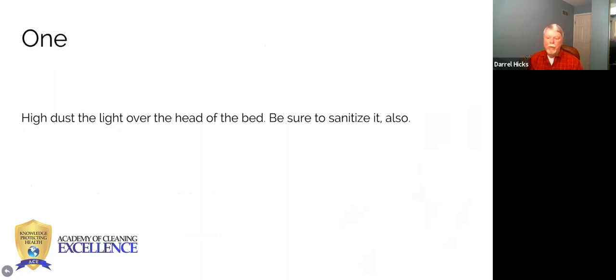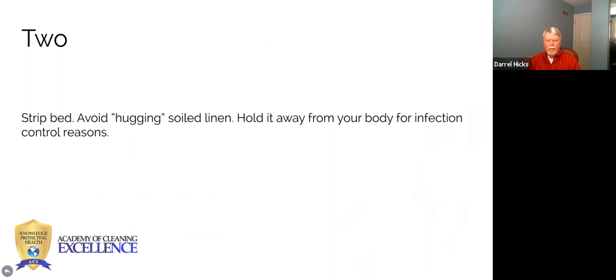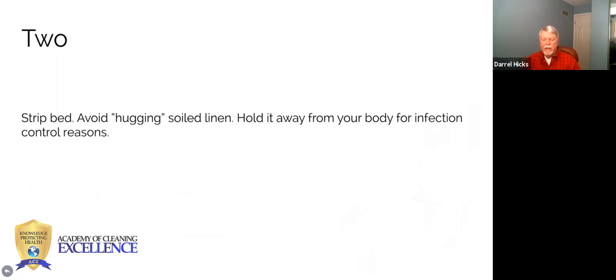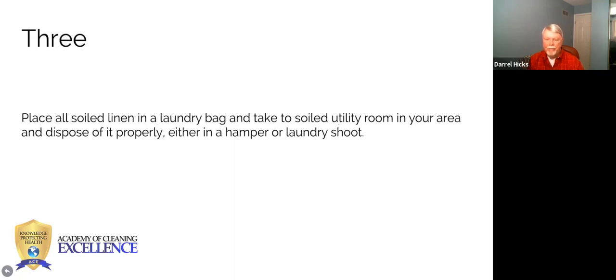We strip the bed next. Avoid hugging that soiled linen. I've seen people take that, ball it all up in the middle of the bed, and then pick it up and hug it to their uniform. And you're taking all that stuff home with you. If this is not an isolation room, and you don't have an isolation gown on to put a barrier between you and that soiled linen, then you're taking that home with you.